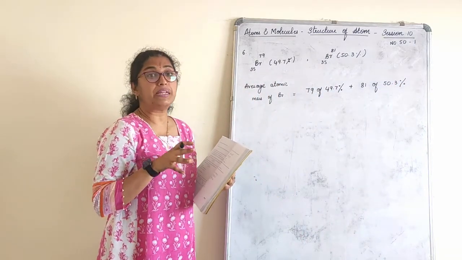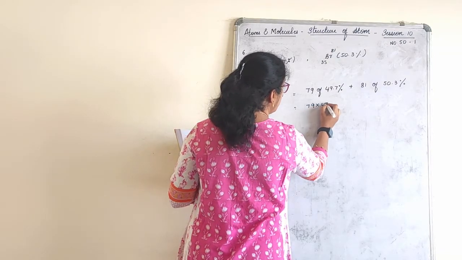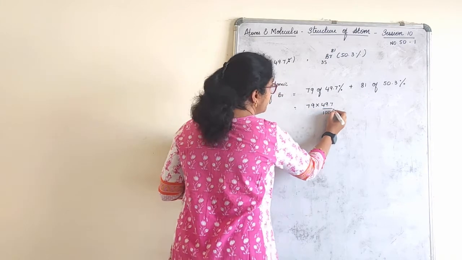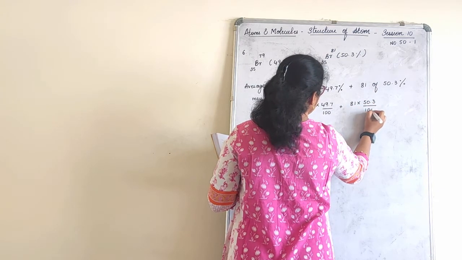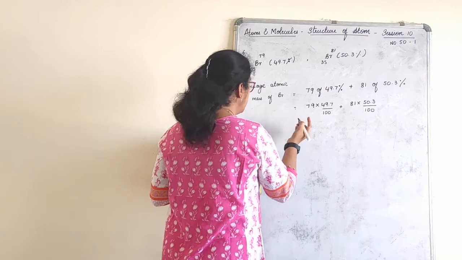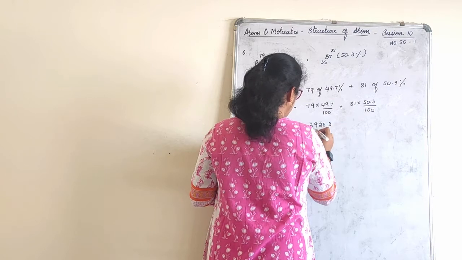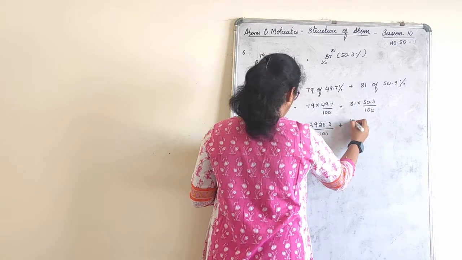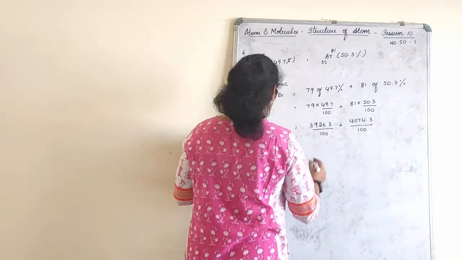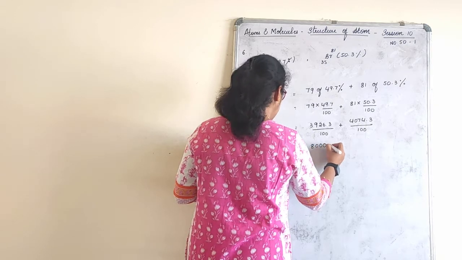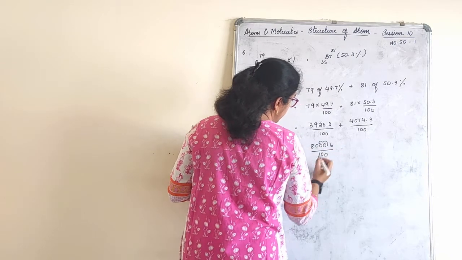What percentage of bromine are we taking of this mass and that mass? This is written as 79 into 49.7 by 100 plus 81 into 50.3 by 100. Simple, don't touch the 100 now. Multiply both the numbers. I know it's quite difficult to multiply, upon 100 plus 4074.3 upon 100. Add both, you will get 8000.6 upon 100, after moving the decimals.